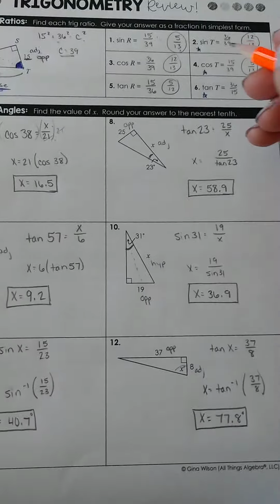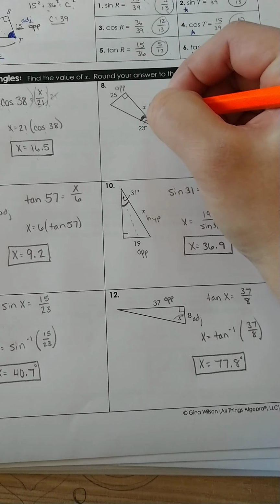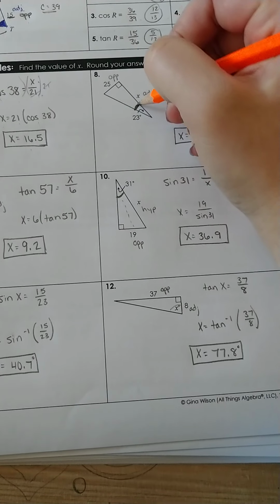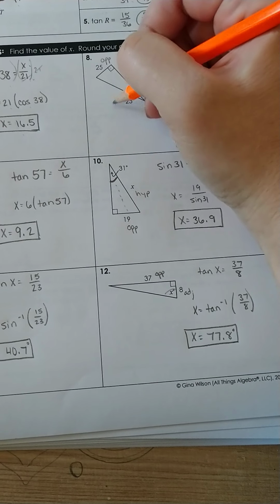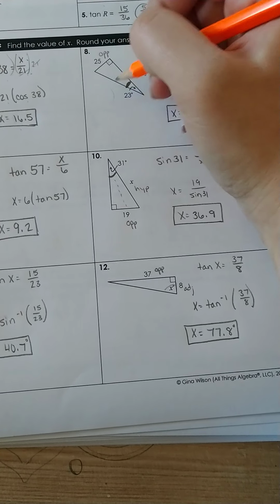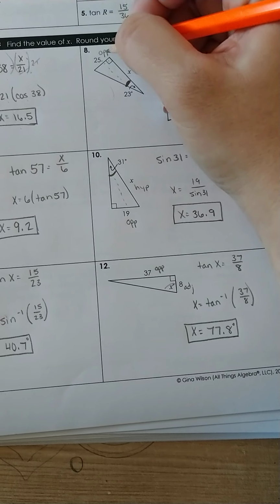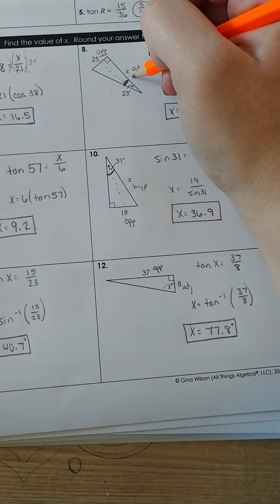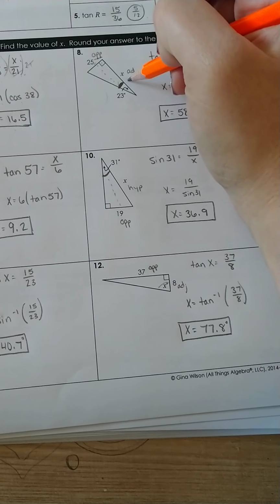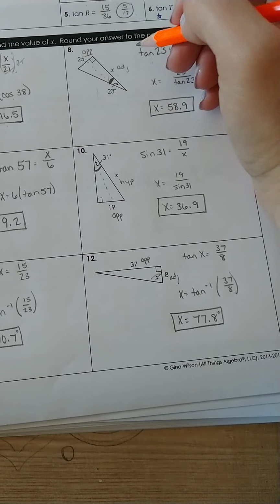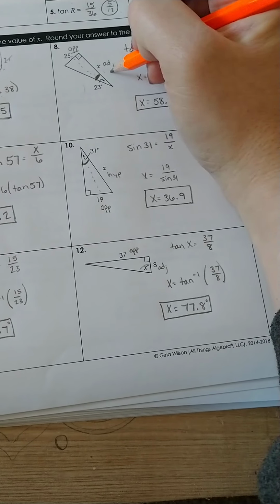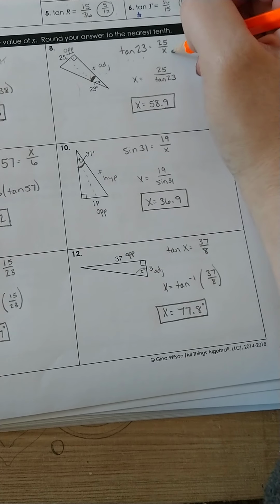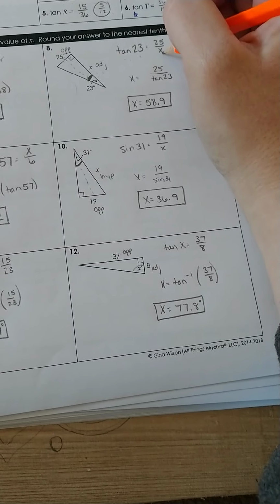This one does. So number 8, you come to the angle that you're given. You're given this angle right here. Well, 90's here, which makes this automatically the hypotenuse, and you're not given any values. So instead, you are given the opposite and the adjacent. Opposite and adjacent, those key words are tangent. So tangent of 23 equals 25 over x. This is one of those ones where x is in the denominator.